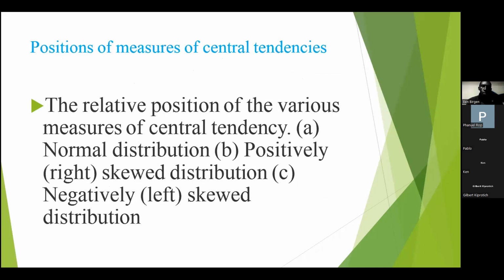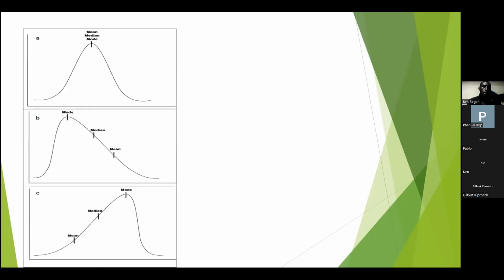Now, in summary, this is the position of the mean, median, and mode. They can be in a normal distribution, a right skewed distribution, or a left skewed distribution. The representation of this is the following: we have mean, median, mode. The first one is the normal, B is the right skewed, and C is the left skewed.